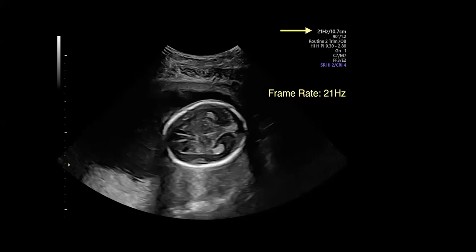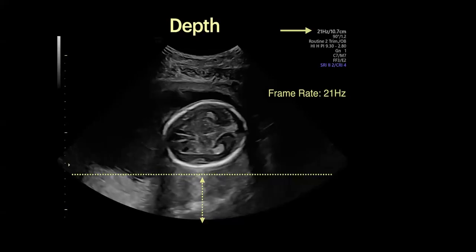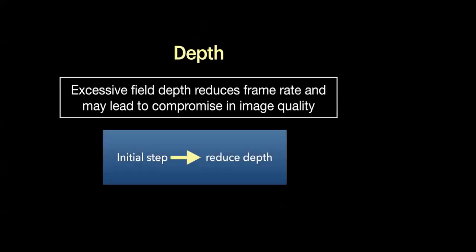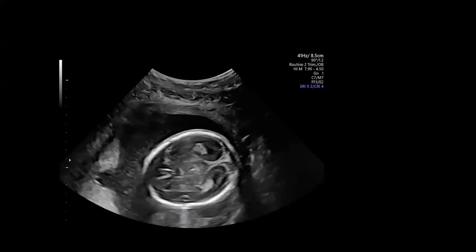So first, what we want to do is get rid of this unnecessary depth and make sure as well your focus is at the region of interest. So I call this step depth and focus. Now, what happens is when you have excessive field depth, this reduces the frame rate and may lead to compromise in image quality. So I always recommend that this should be actually your initial step.